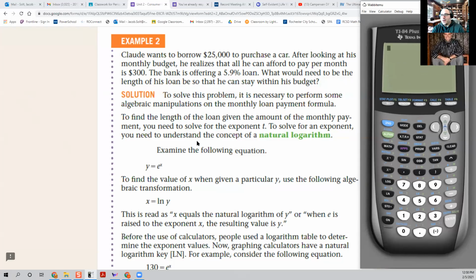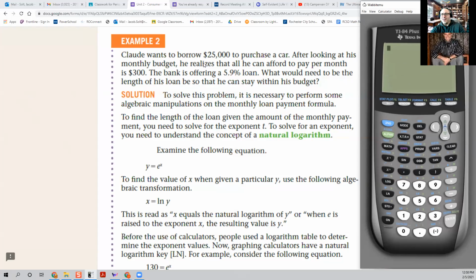All right, so here we're gonna do. We are on day 2 of this lesson. We're doing loans and regressions, right? This is example 2. So Claude wants to borrow $25,000 to purchase a car. After looking at his monthly budget, Claude realizes that all he can afford to pay per month is $300. $300 is the limit of what he can afford.